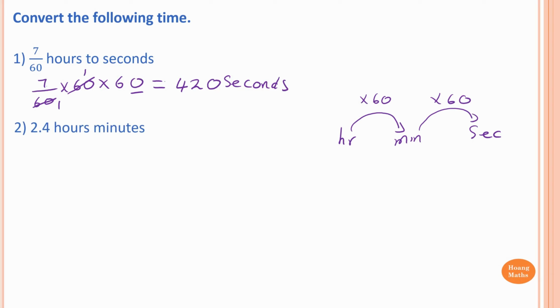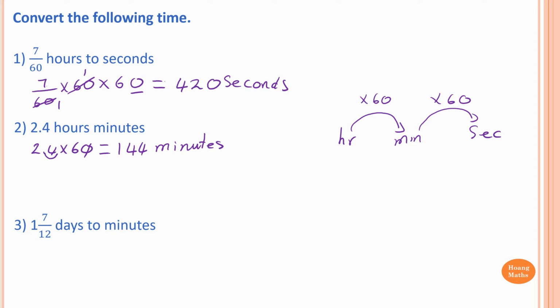Next one, 2.4 hours to minutes. So you just go 2.4 times 60, because from hours to minutes, you times by 60. And then you move this decimal point to the right, that becomes 24 times 6. So I just go 24 times 6. 6 times 4 is 24, so put a 4 down, carry the 2. 6 times 2 is 12, add 2 is 14. So the answer is 144 minutes.